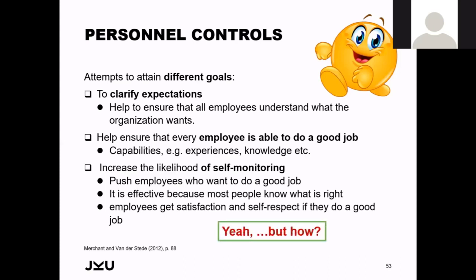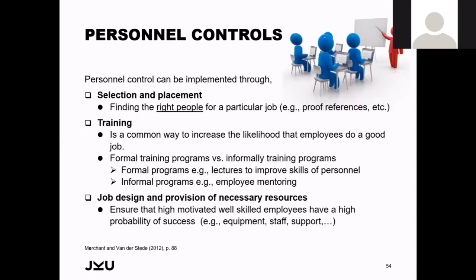Great, personal controls here, but how? That's of course a question. It sounds nice, but how to do that? Basically, we have to make sure that we have the right people in the right job. Do not take a marketing person as an accountant just because the accountant got sick, because it doesn't work in that sense. So find the right people for the right job, and also make sure to educate them for their position. Help them as much as you can so that they are able to do a good job.